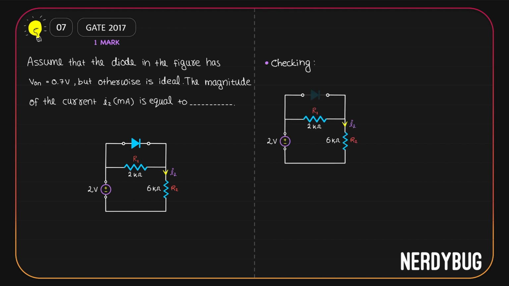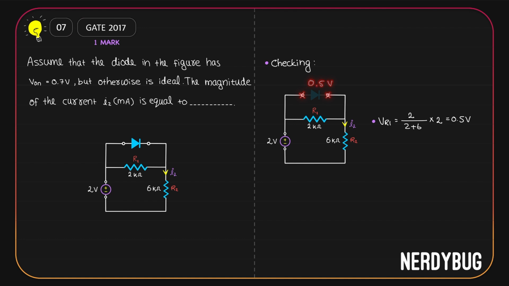Assuming the diode is off, I have removed it from here. Now we have a 2 volt supply across a 2 kilo ohm and a 6 kilo ohm. Now, whatever is the potential drop we get across the 2 kilo ohm is what we get across the diode. Potential across the 2 kilo ohm will be 2 divided by 2 plus 6 multiplied by 2, or 0.5 volt. So across these two terminals, we have 0.5 volt.